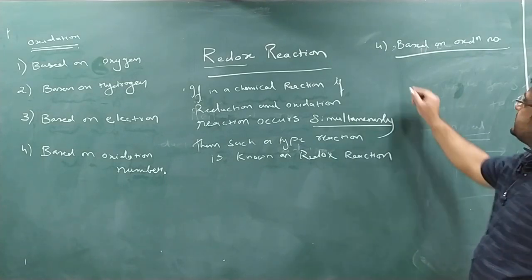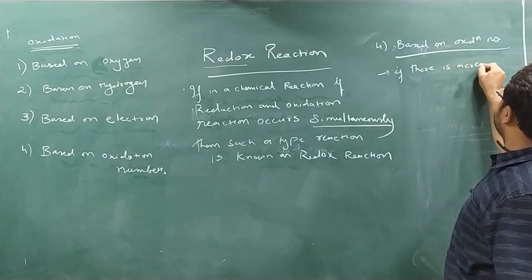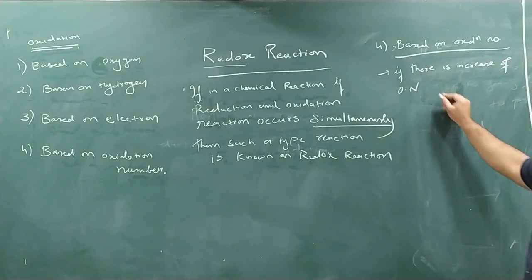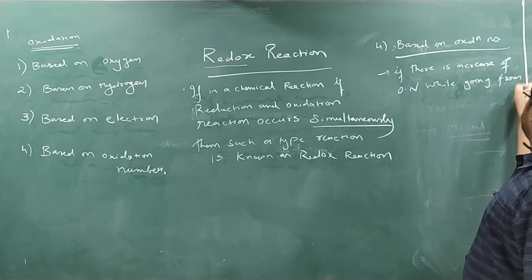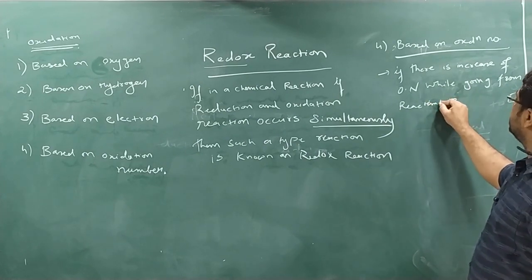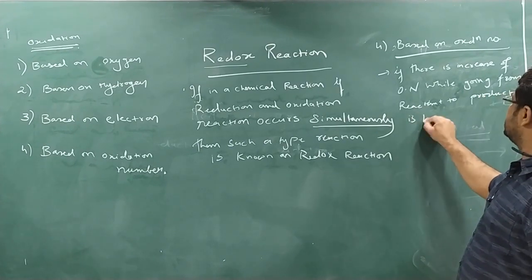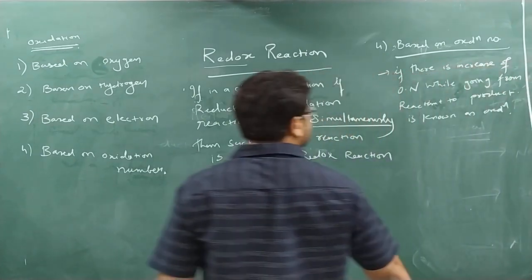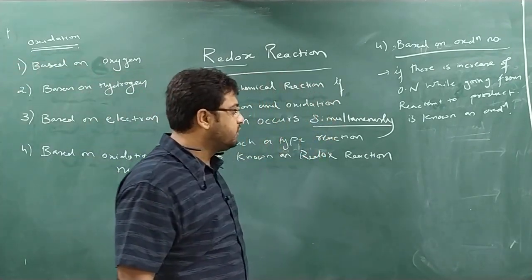So based on oxidation number, it says if there is an increase of oxidation number while going from reactant to product, it is known as oxidation. So we will discuss this oxidation number. Just write the example here. Then you will be easily able to calculate the oxidation number.